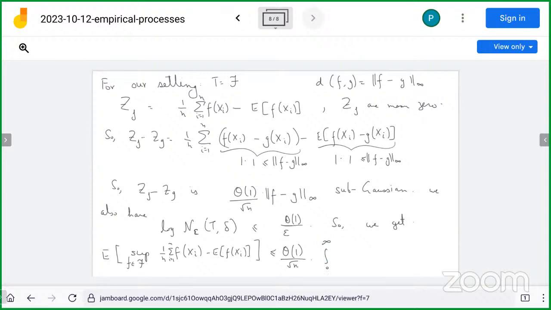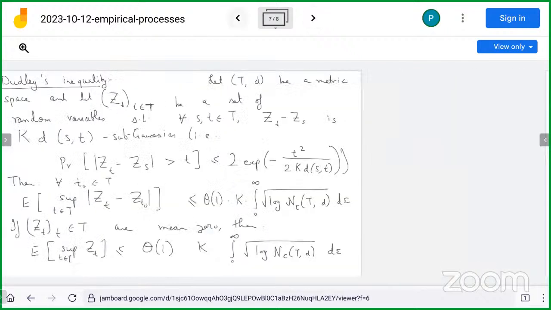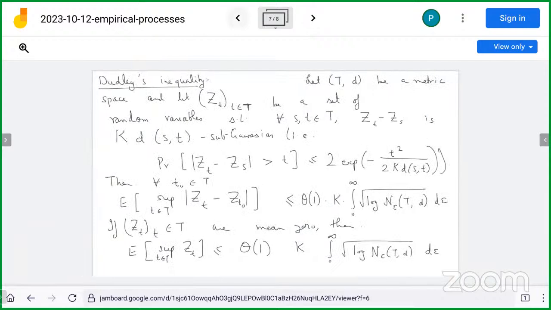This aspect doesn't require IID. IID is just required to get the sub-Gaussianity. Here I'm using sub-Gaussian, so it does. Yes, for this part there's nothing IID. The differences have to be sub-Gaussian.